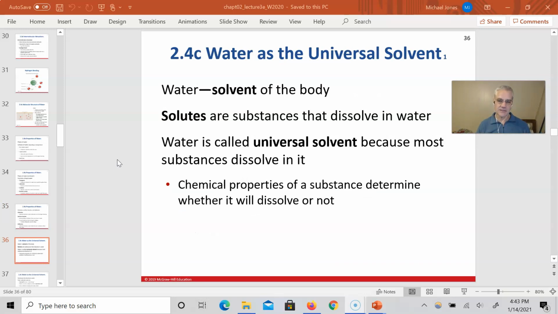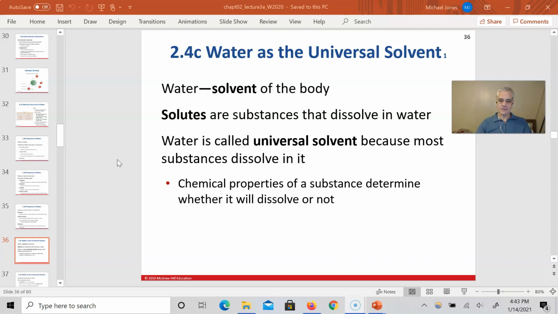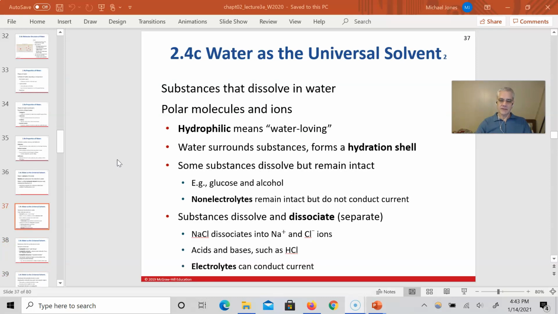Universal solvent, right? It dissolves almost everything. Almost. Can't dissolve things that are nonpolar, but other than that, it can dissolve almost anything else. Right, so we already talked about this. Things that dissolve in water: polar molecules and ions. So things that are hydrophilic love water. Salt is hydrophilic. It loves water.